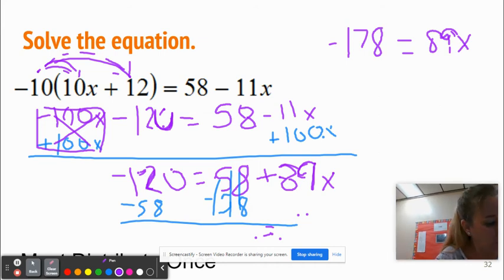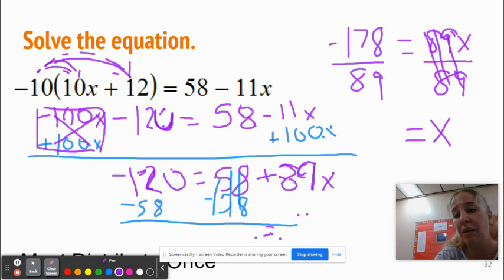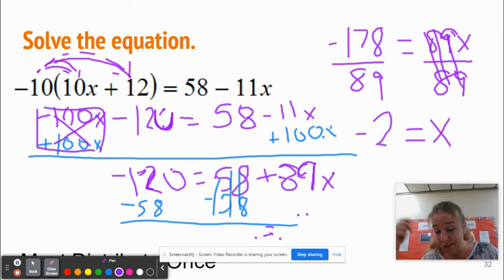And now we want to divide both sides by 89. Cancel, cancel, cancel. X equals negative divided by a positive is negative. 178 divided by 89 is 2. But basically, distribute first, get all your variables to one side, all your constants to the other side, and divide.